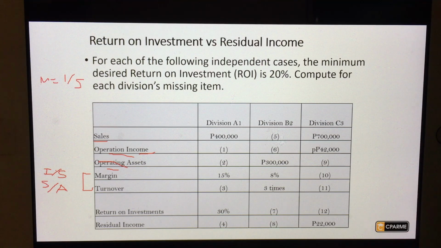This also means that sales is equal to income divided by margin, or that income is equal to margin times sales. So, i-multiply mo lang. 15% times 400,000. Magkano ang ating operating income? Times 15%, you have 60,000 operating income. So, you already have your operating income.